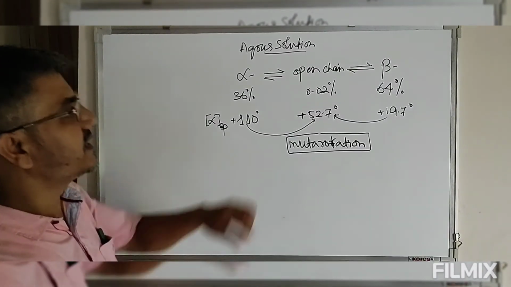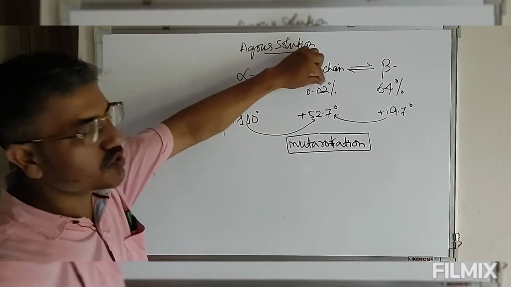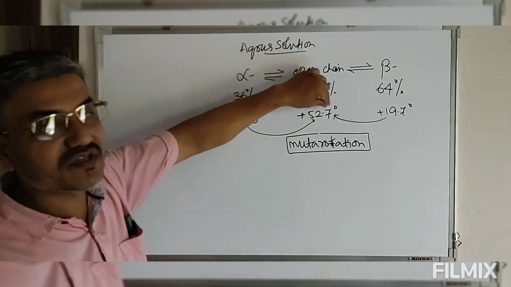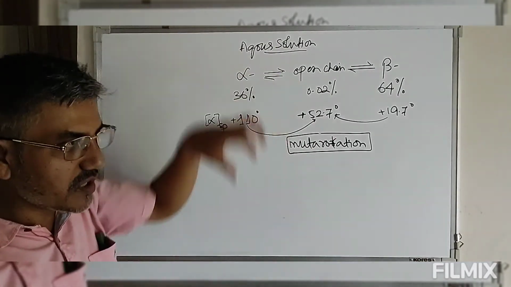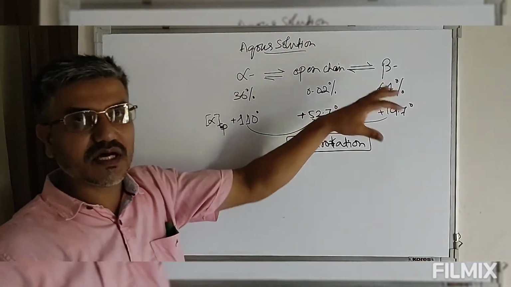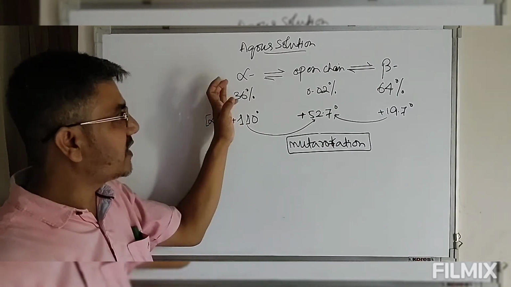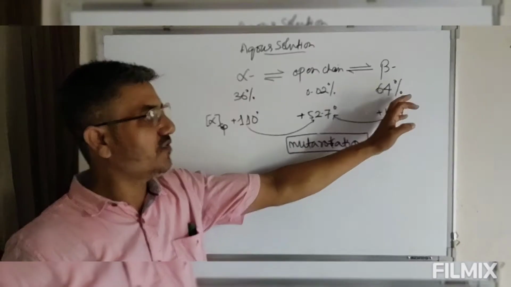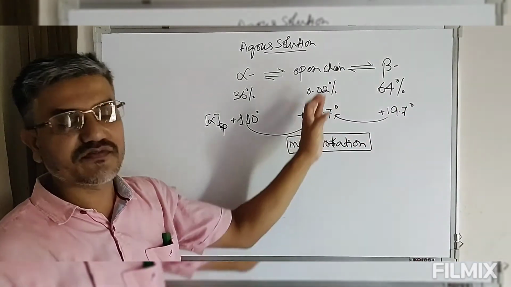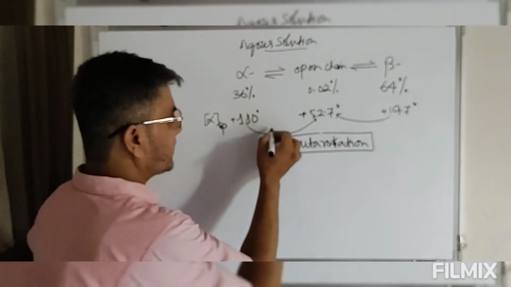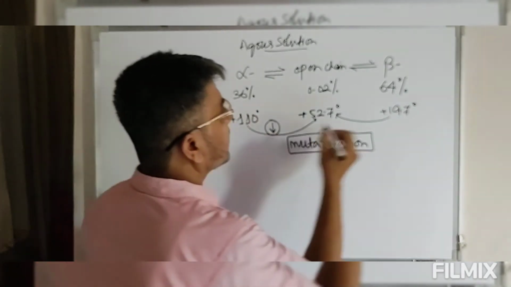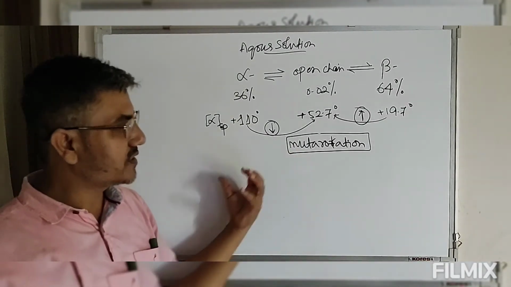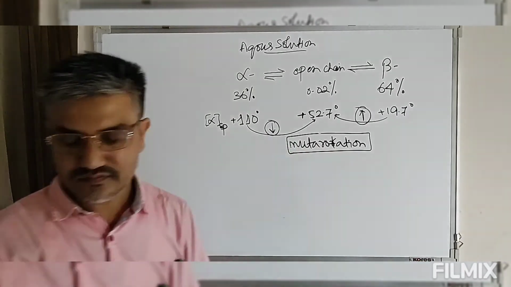So the open chain, which is almost 0.02%, has optical rotation of 52.7, that is the equilibrium mixture. So in the equilibrium mixture, alpha decreases from 110 to 52.7, whereas beta form increases from 19.7 to 52.7. So there is a decrease in optical rotation from alpha and there is an increase in optical rotation from beta. So this change in optical rotation is what we call mutarotation.